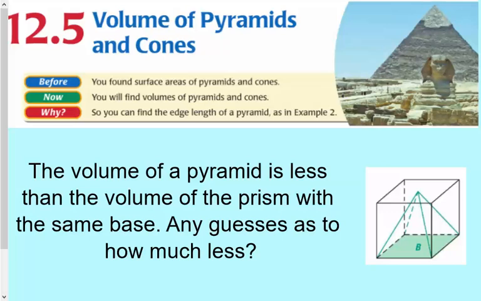All right, what we're working with, like I said, is volume of pyramids and cones. The formulas are identical to today's, base times height. However, the corresponding pyramid to the cube is 1/3 the volume. And same with the cylinder and the cone.